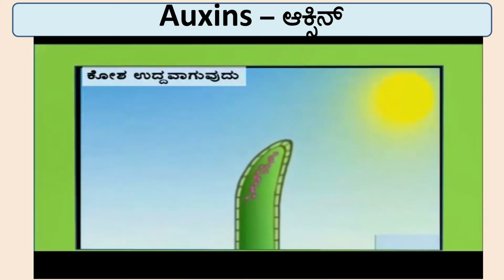These auxins are hormones which are present in the tip of the stem. When the stem grows towards the sunlight, that is mainly because the auxins move away from the sunlight and help in the elongation of the cells which are present away from the sunlight. So, naturally, the stem tip will slowly bend towards the sun. So, this is one type of hormone, auxin.